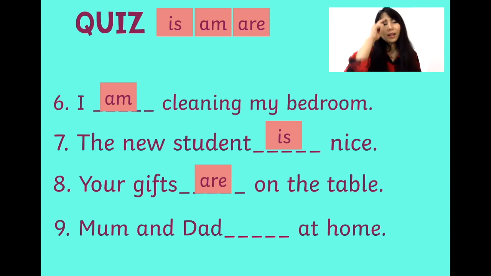Number 9, mom and dad. How many persons? 2, right? There are 2 people here. We are talking about 2 people, mom and dad. 1 plus 1 equals 2. So it's plural. They are plural now. Right, so we say mom and dad are at home.